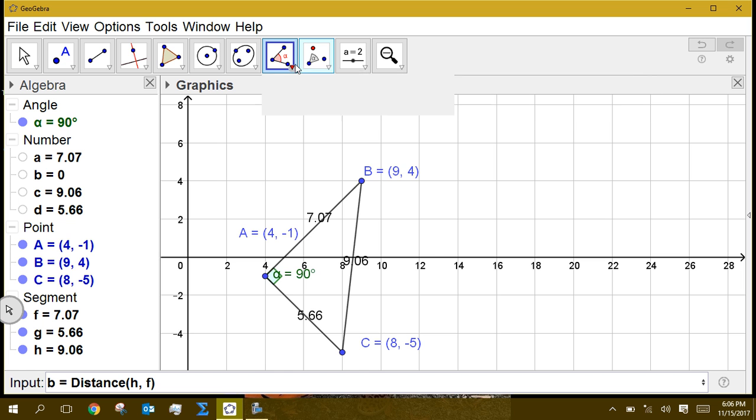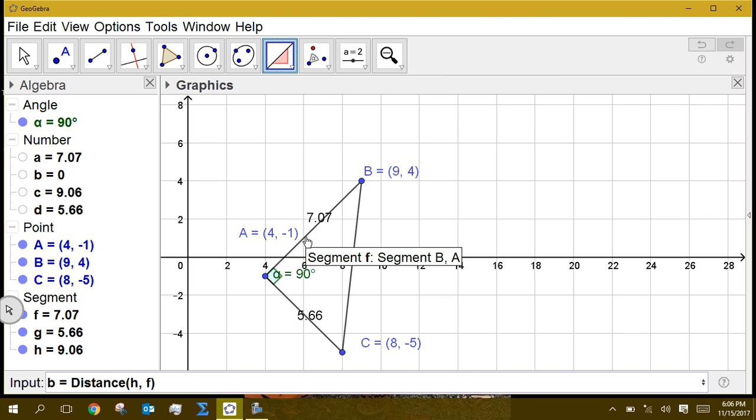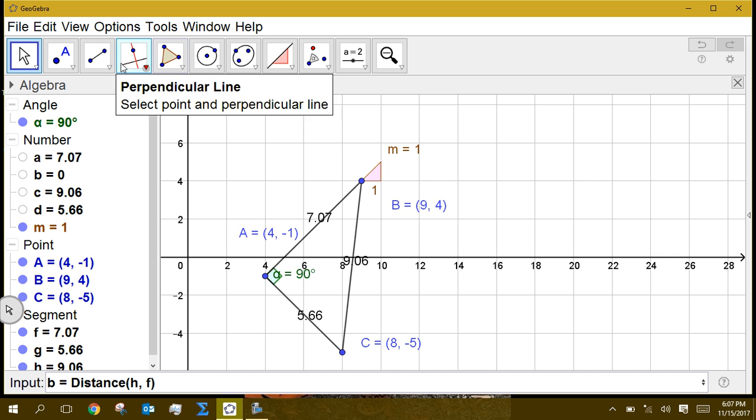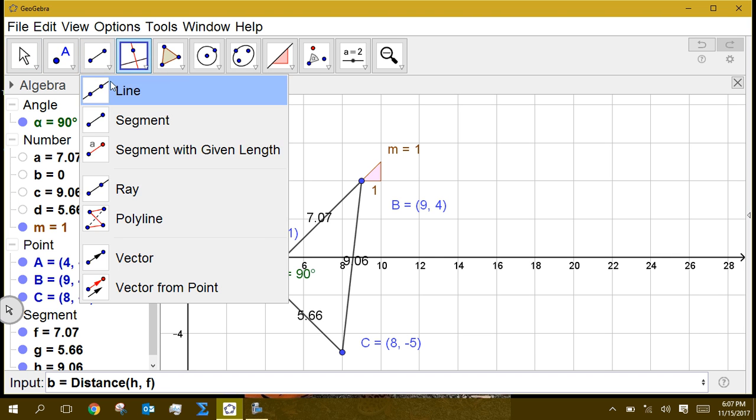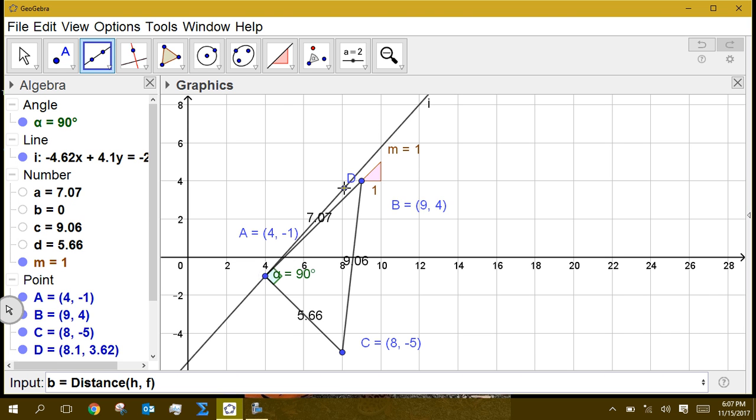Other things you could have done, this measurement tool here allows us to do slope. Once I click slope, you see here it says select line. So I'll just select a line, and that one gives me the slope. Sometimes you have to move these things around, but it says the slope there is 1. What GeoGebra is doing is saying that that segment is actually a portion of that line right there, and that line has slope 1. So that's why that little triangle showing the rise and run is outside the triangle.